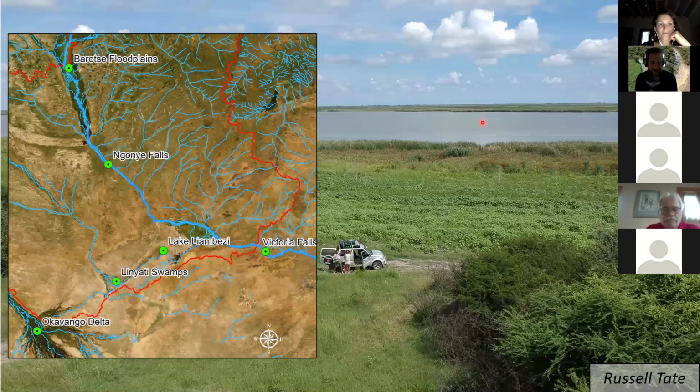So essentially now we've made our way to, sorry, I've gone back and forth a lot of times. Don't get concerned there, sorry. No problem. So we now go to Ngonye Falls. Yeah, that's fine.